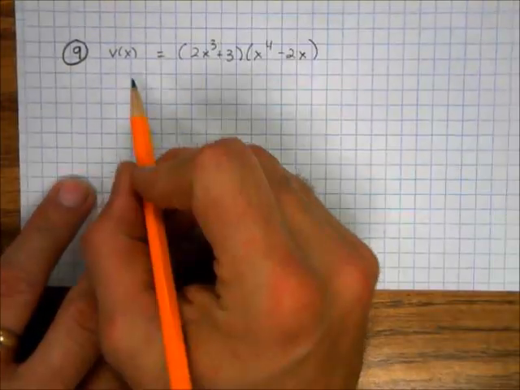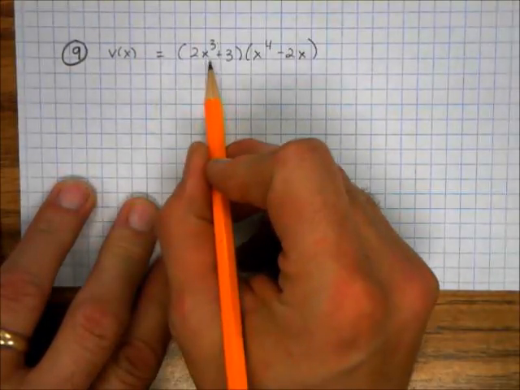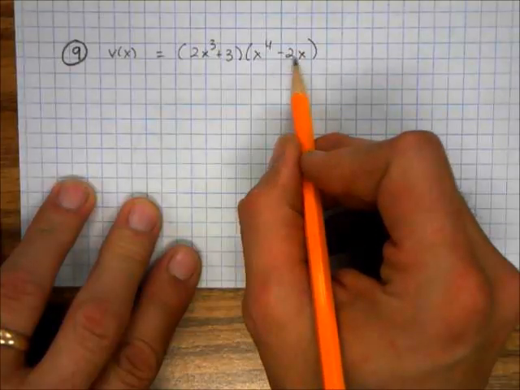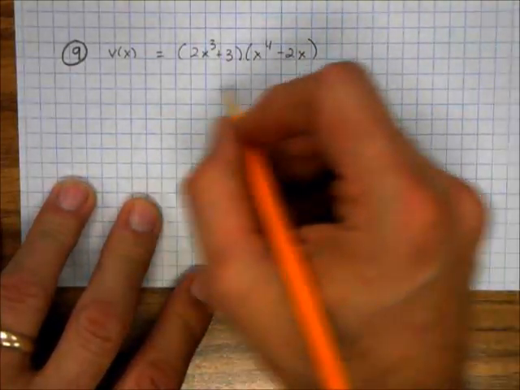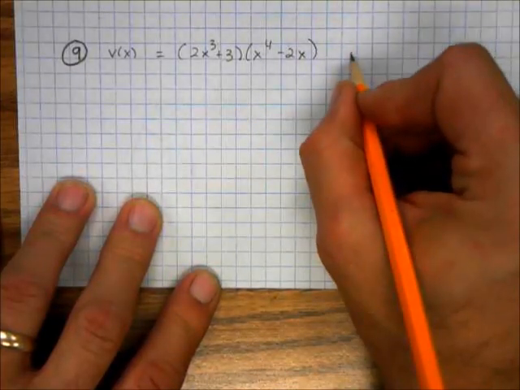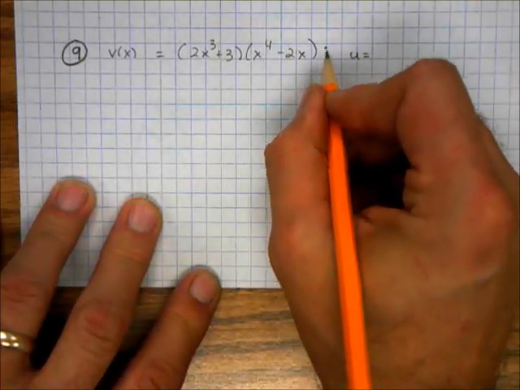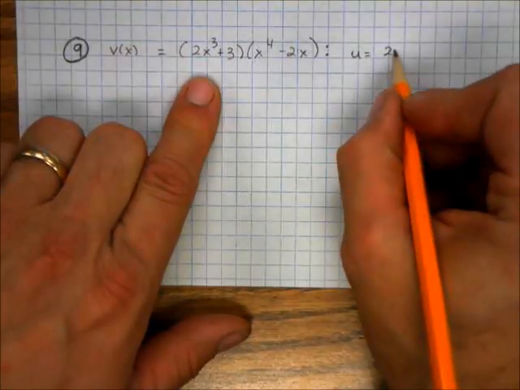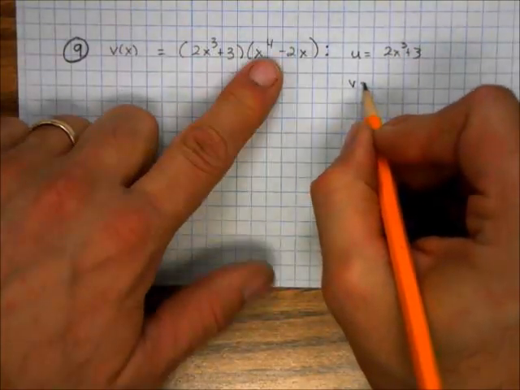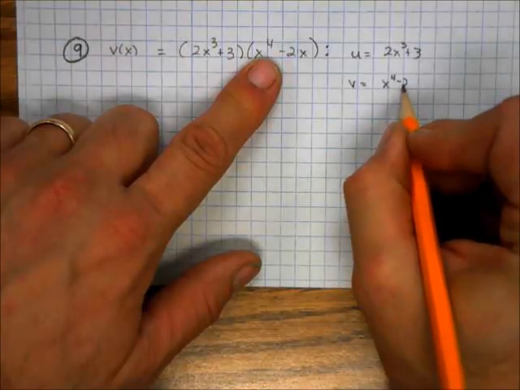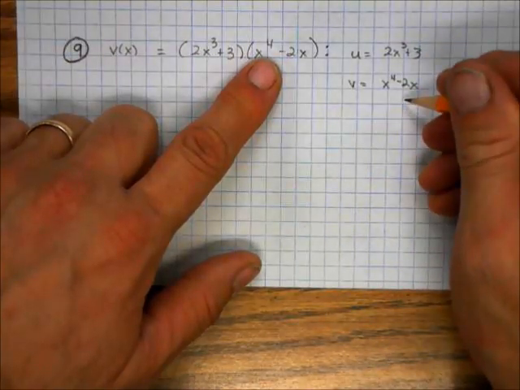Number 9, v of x equals 2x cubed plus 3 times x to the fourth minus 2x. We have a product, so we're going to go ahead and use the product rule here. u is 2x cubed plus 3. v is x to the fourth minus 2x. So those are the originals.